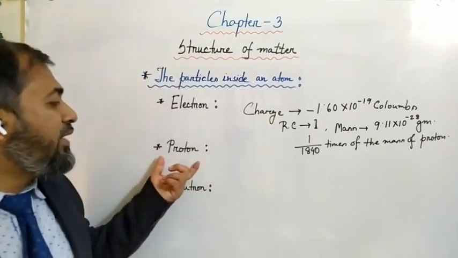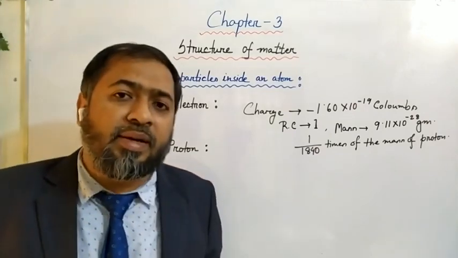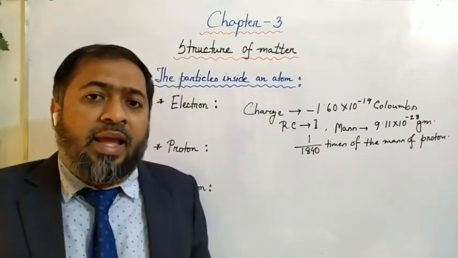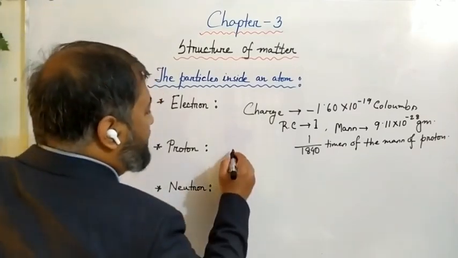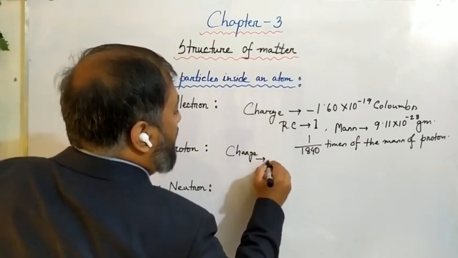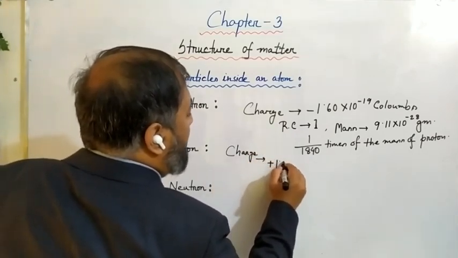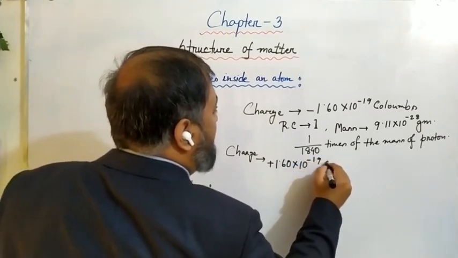Now come to the second one, proton. Proton is also a permanent particle inside the atom, and the charge of this proton is considered plus 1.60 into 10 to the power minus 19 coulombs.